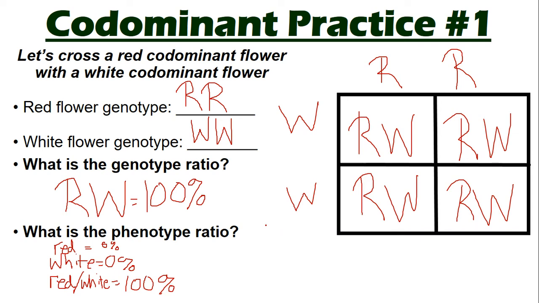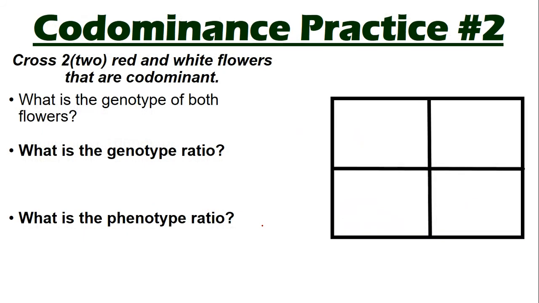So this is the first practice. Now remember some of this stuff, we're going to use these same things in the next practice. This time we're going to cross two red and white flowers that are codominant. So what is the genotype for the flowers? That would be RW because they're red and white. So we're going to place RW at the top of the Punnett square, RW down the side. I want you to pause the video right now. I want you to try to solve the Punnett square and find the ratios. I'm going to count to 5, and then I'm going to begin.